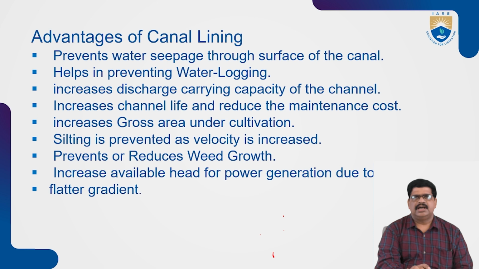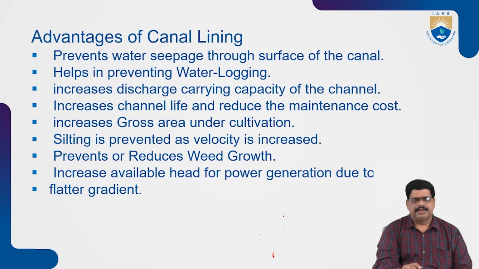Increase the gross area under cultivation. Automatically the losses will decrease, and the discharge available for cultivation will be more. Automatically more area will be cultivated without losing water. That is the main advantage of canal lining.